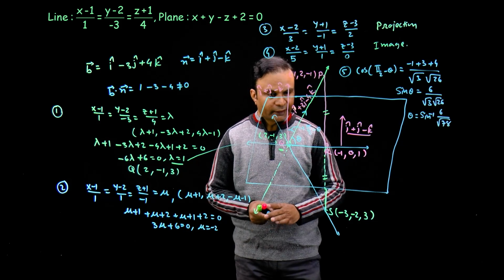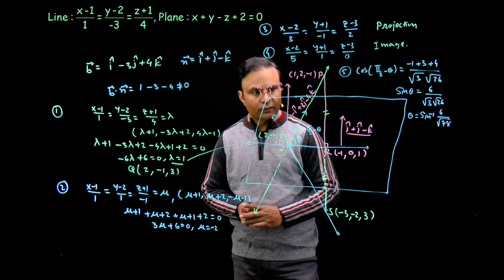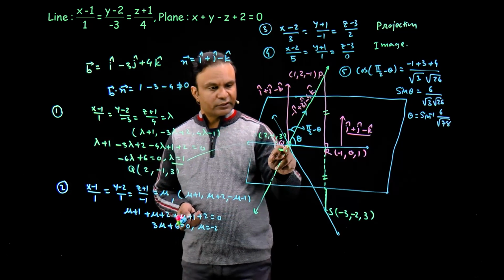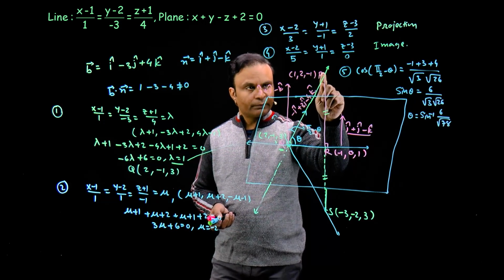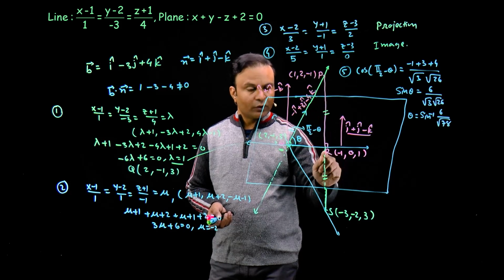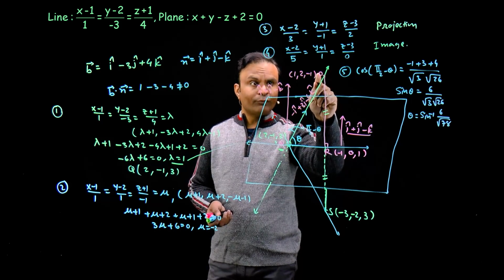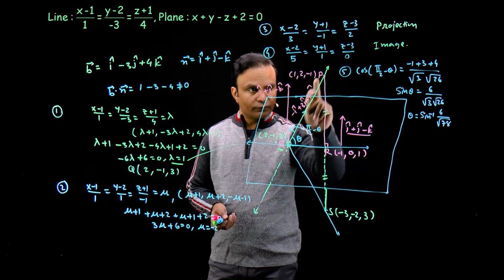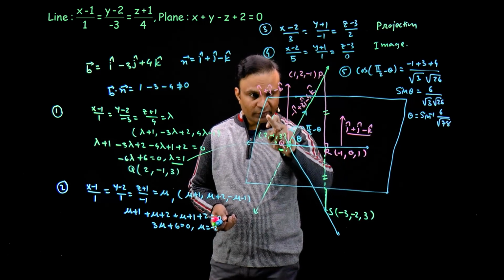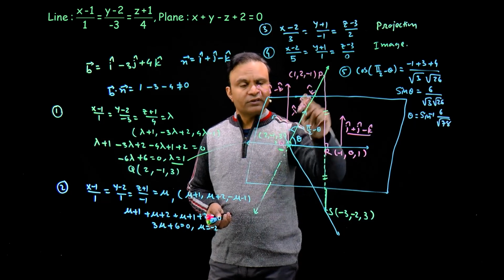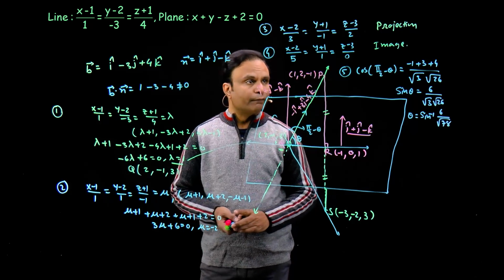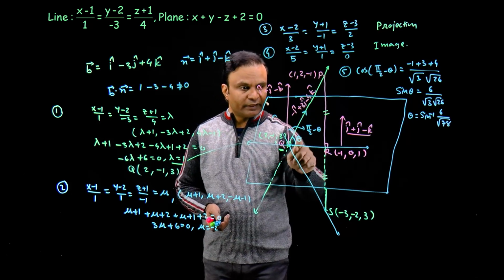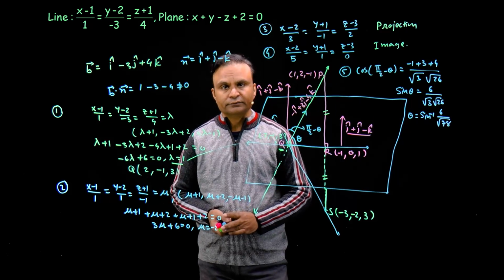So we can see that here we have many activities for line and plane. We have the point of intersection of line and plane. We have the foot of perpendicular of point P on the plane. Then we have the image of point P in the plane. We have the equation of projection of line on the plane. Then we have the equation of image of this line in the plane. And finally we have the angle between line and plane, which is angle theta.